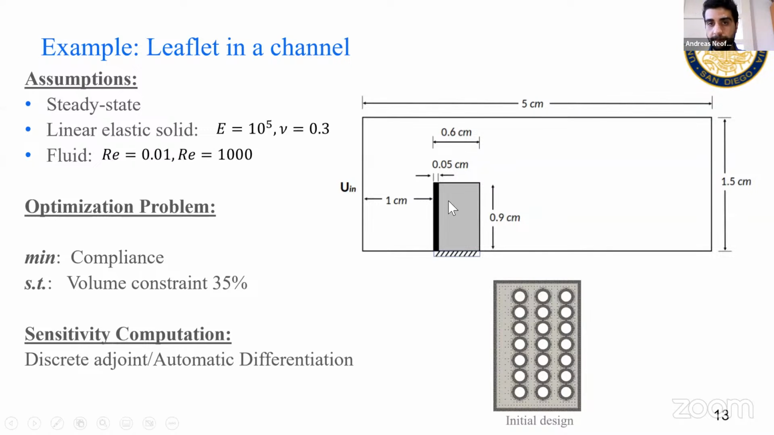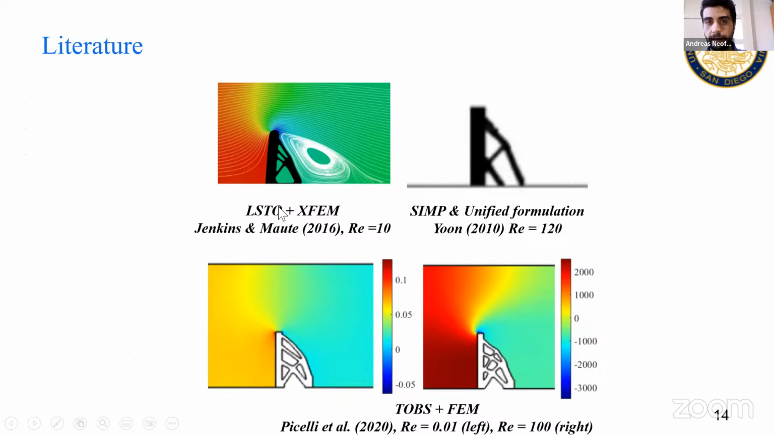Of course, this is a simplified problem. We chose this in the spirit of validating the approach through comparison with the literature, but by no means is the approach limited to these simplified cases. For the sensitivity computation, we have developed a discrete adjoint approach, and we combine that with automatic differentiation. Here are some of the typical solutions that we see in the literature, and we wanted to acknowledge that plenty of other authors have examined this example.